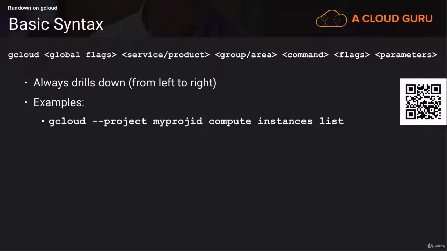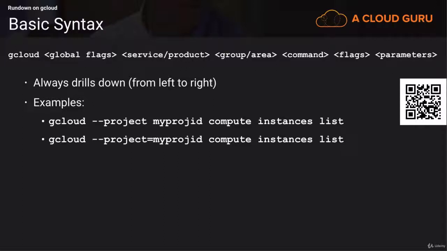You could specify a command like gcloud --project myprojid compute instances list. In this case, --project myprojid is a global flag, compute is the service, instances is the area inside of compute that you want to act on, and then list is the command that you want it to run. This command has no flags or parameters.